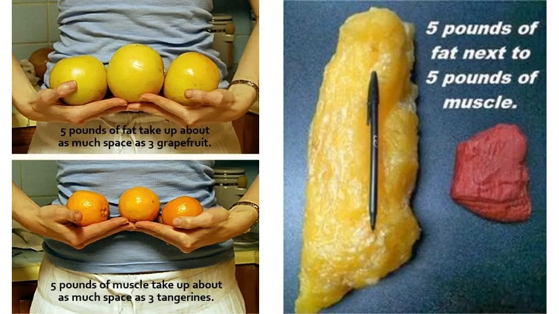So 5 pounds of fat and 5 pounds of muscle make a big difference. Look at these grapefruits. This is about 5 pounds of fat. It's a lot bigger than these tangerines, which are about 5 pounds of muscle. Let's look at the picture on the right-hand side. When you compare the 5 pounds of fat next to 5 pounds of muscle, it looks about 4 times its size. So muscle looks a lot smaller.